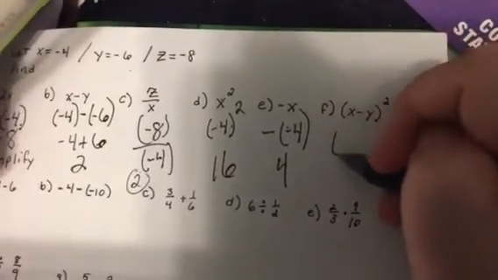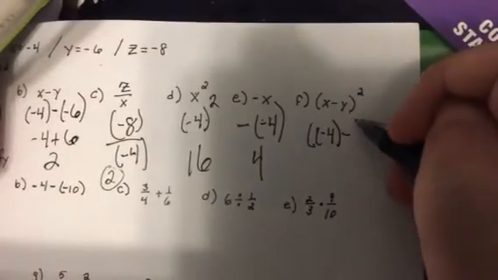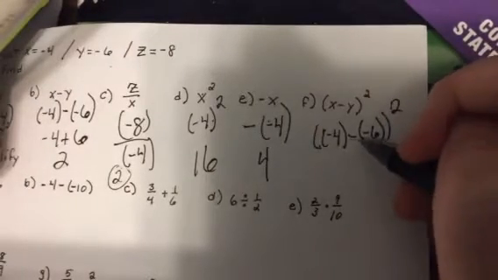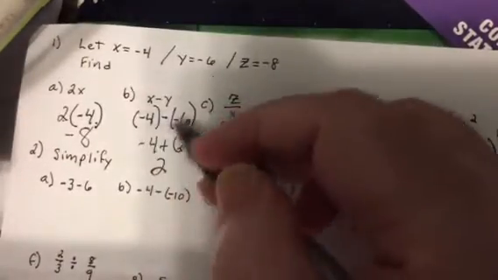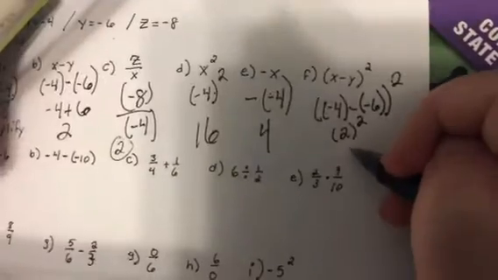And this one, ooh, the tricky one, you got negative 4 minus a negative 6. So you do the inside. We already found out this was 2 from over here. So you'd have 2 squared, which is 4.